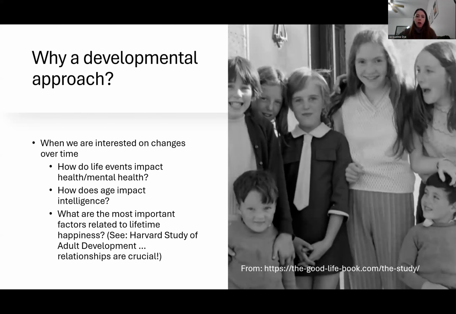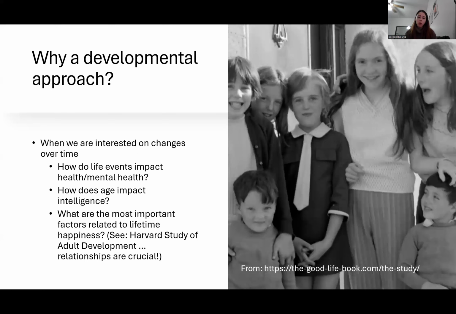All right, so just to start off here with our topic this week, so why would a researcher choose a developmental approach over an experimental approach that we know is controlled? It's kind of the gold standard. So we're really doing this kind of research when we're interested in changes over time. So for example, trying to answer questions like how do life events impact health, medical health and mental health? How does age impact intelligence? And what are the most important factors related to lifetime happiness?